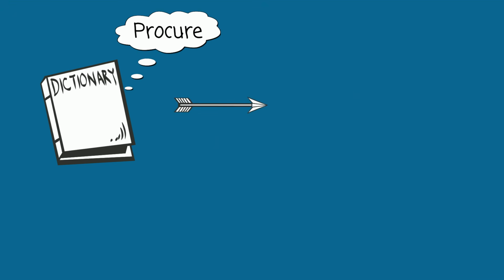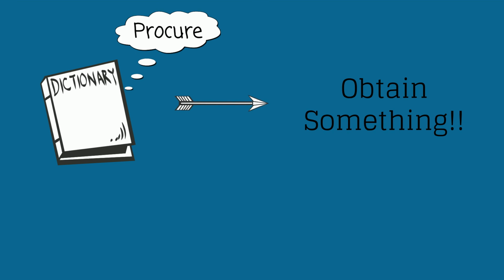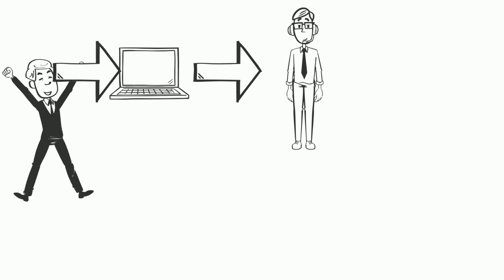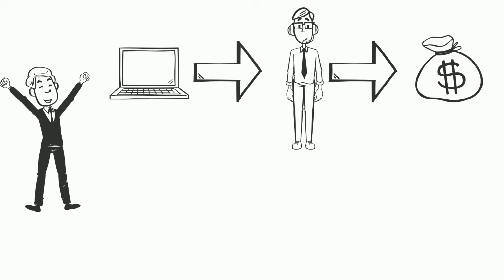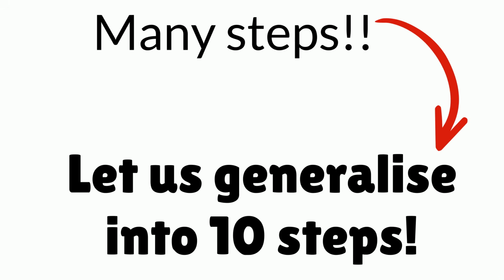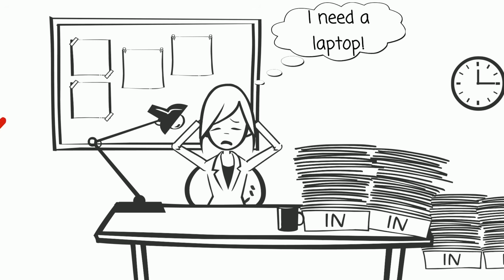The dictionary meaning of procure is to obtain something or to get something. Hence, we can understand procure to pay as a process which commences when an organization has a need to buy something and ends once the payment has been made for it. The P2P process takes place in various steps. However, for ease of understanding, let us generalize it into a 10-step process.